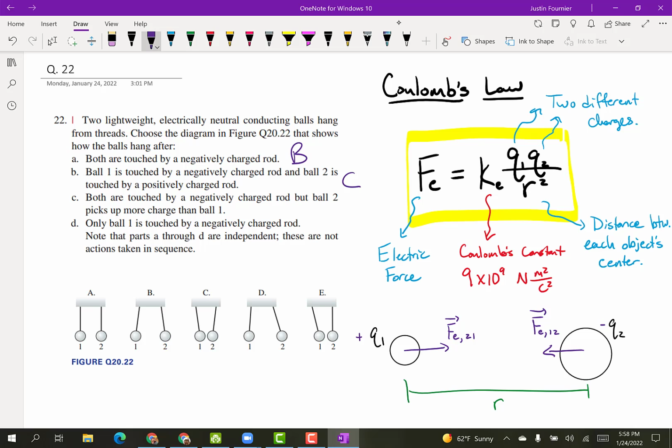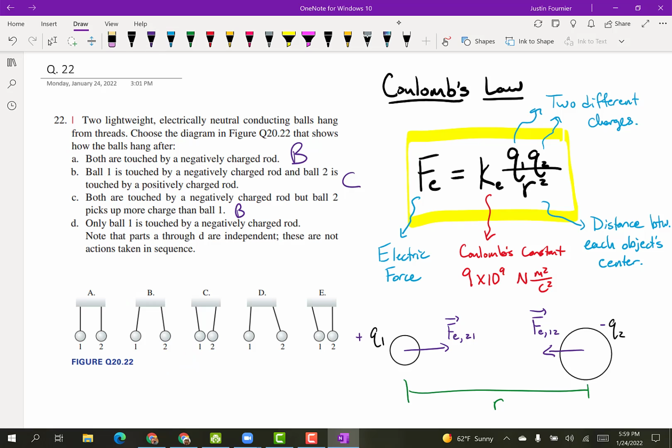Both are touched by a negatively charged rod, but ball 2 picks up more charge than ball 1. They're both negatively charged, so it's going to cause repulsion. One of them is bigger than the other, and you might think maybe D because that's going to be bigger. But both charges are used to calculate the force, so they're both going to be equal again. So it's again B. We'll get that B in there.